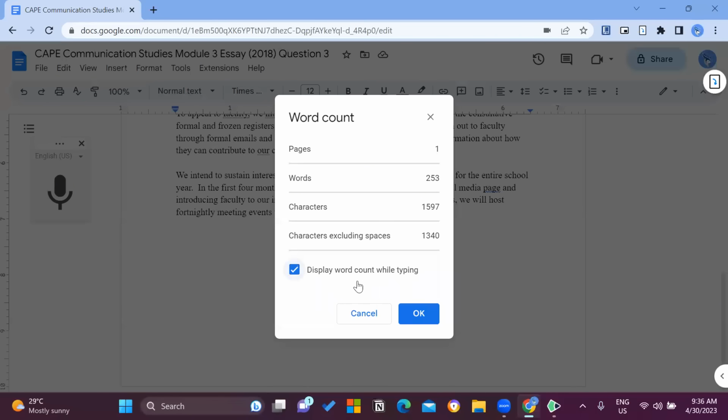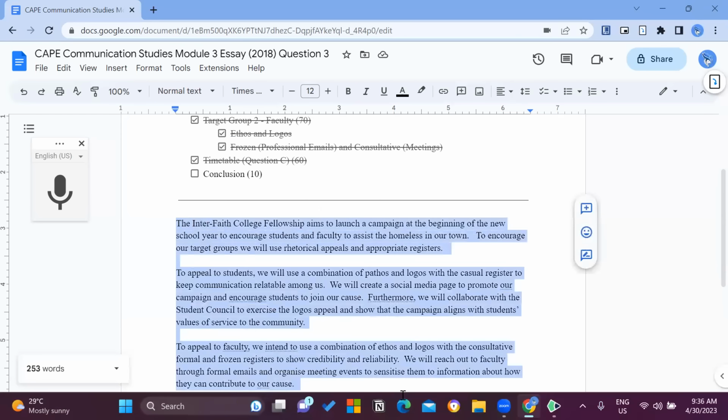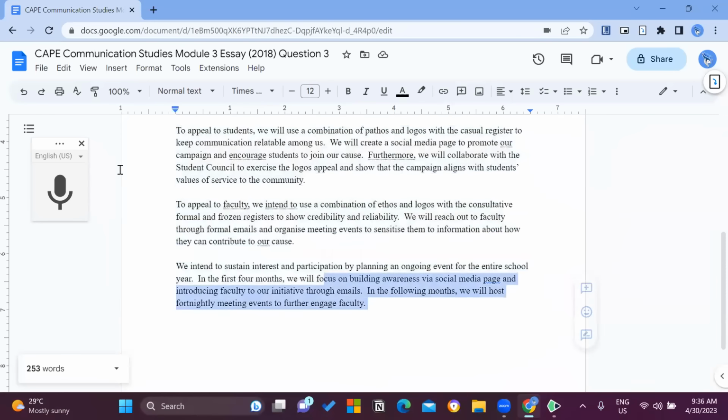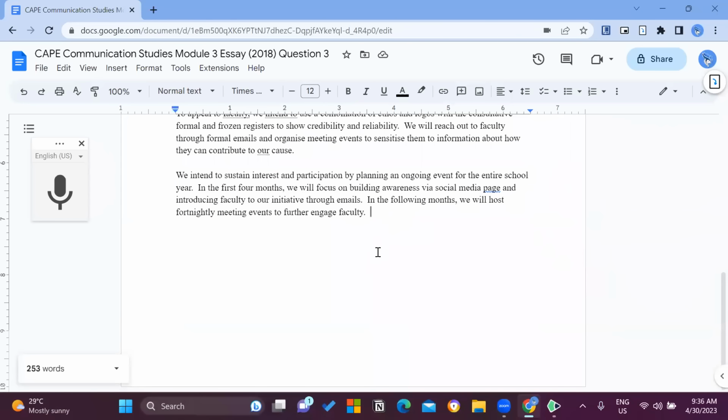I forgot that I was supposed to be keeping track of the word count. I have 256 so far, but that includes what we have up top. So overall, I have 216 words. So I just need my conclusion. And once I have the conclusion, then we're done, right?